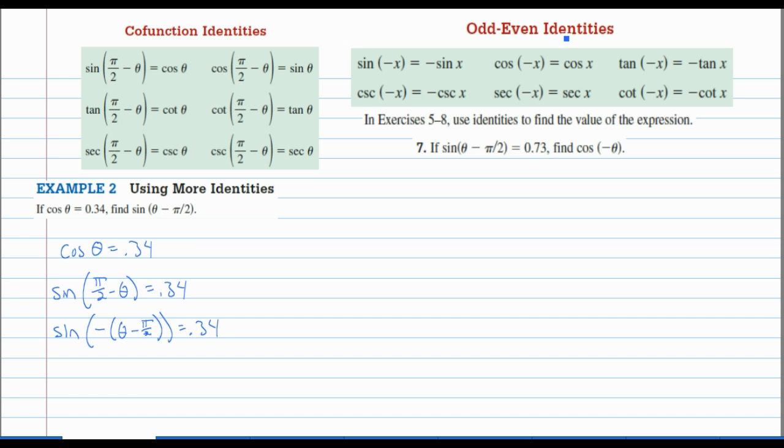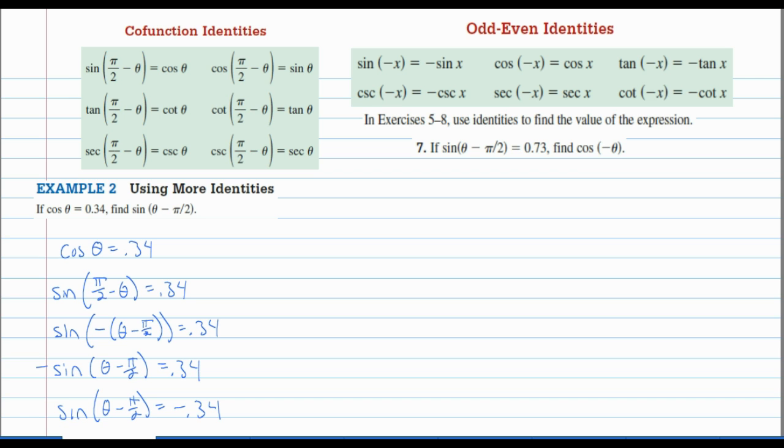My odd and even identities show me that sine is an odd function, so a negative on the inside of my sine function is going to result in the opposite of the original version. So I can just move the negative sign to the outside. And now I have something very similar to what the original problem is asking me for, but I'm going to divide both sides by a negative, and I get my final answer that sine of theta minus pi over 2 is negative 0.34.